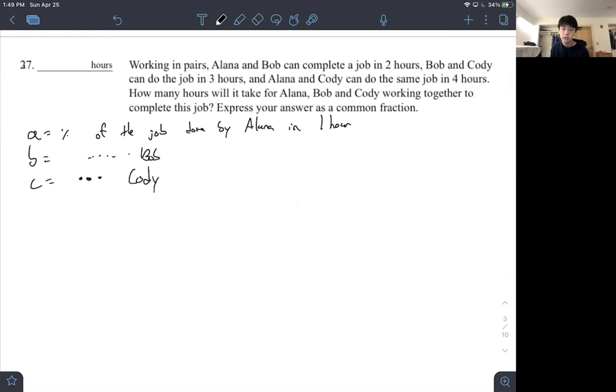So now we can reinterpret our condition. Elena and Bob can complete a job in 2 hours. So that means that Elena works for 2 hours, Bob works for 2 hours, and that completes the job. Bob and Cody can do the job in 3 hours, so 3B plus 3C also equals 1. 4A plus 4C also equals 1. And so now we have a system of 3 equations with 3 variables, which we can fairly easily solve for.